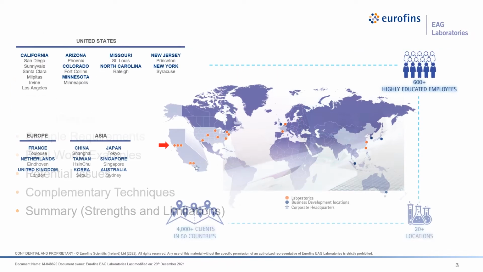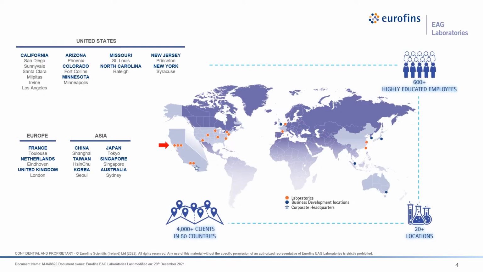So let's start first with, who are we? Who is EAG? We're a Eurofins company. We are a global scientific services company with labs and business development locations across the globe. We have over 20 locations. Most of our labs are centered in the United States, but we do have labs in Europe, in France and the Netherlands, and we have a couple labs in Asia, in Shanghai and Hsinchu, Taiwan.